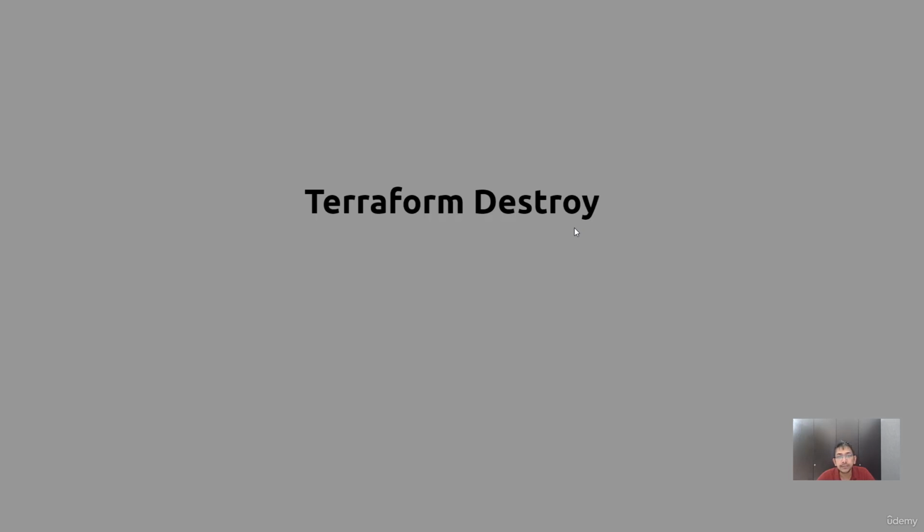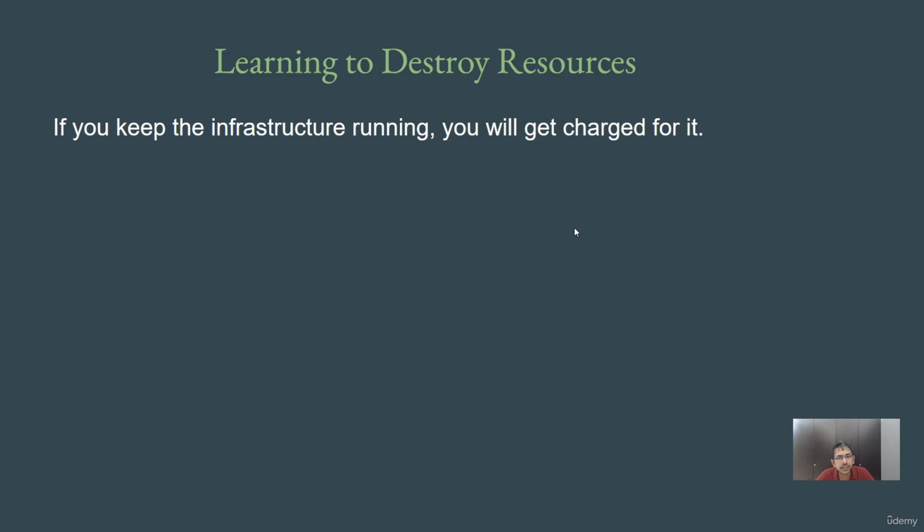Now in today's video we'll look into how we can destroy the resources that we have created through Terraform. Now one important part to remember specifically from a cloud provider's perspective is that if you keep the infrastructure running, you will get charged for it. Now generally from the AWS perspective, they offer a free tier account where you can run the base services of specific configurations free of cost. However, after 1 year, if your account is out of free tier, you will get charged for those services.